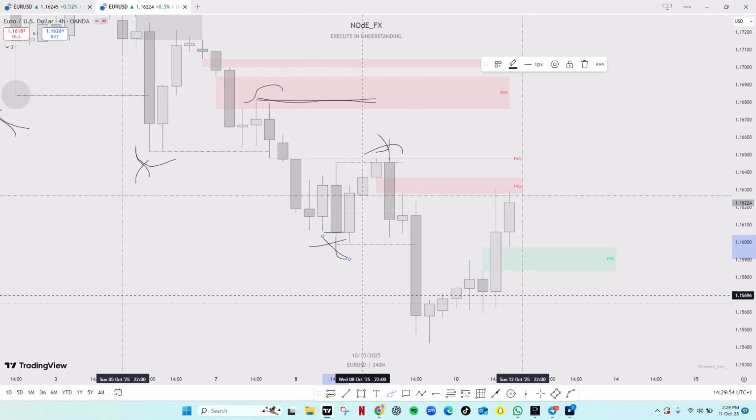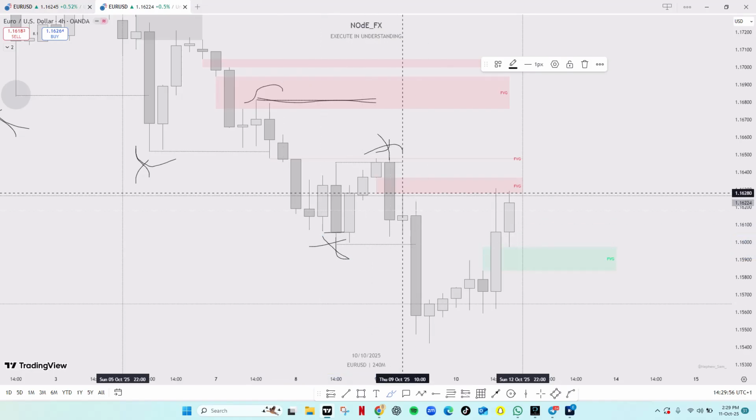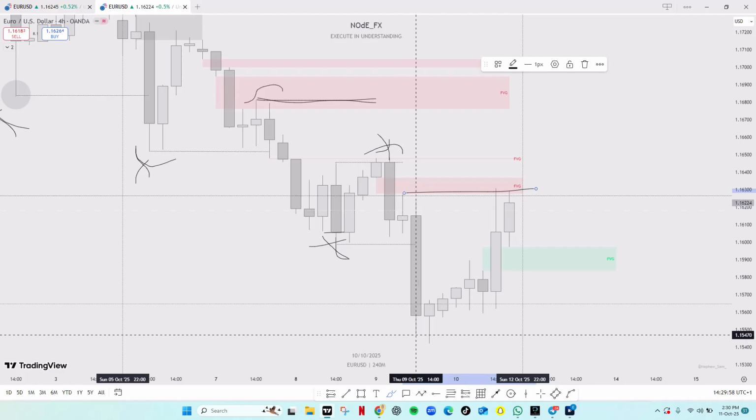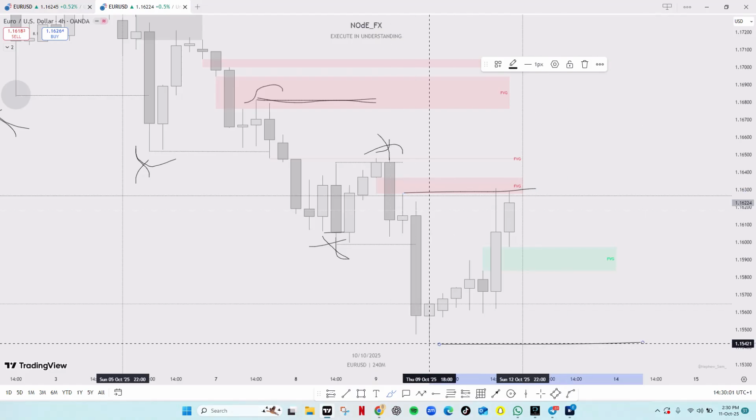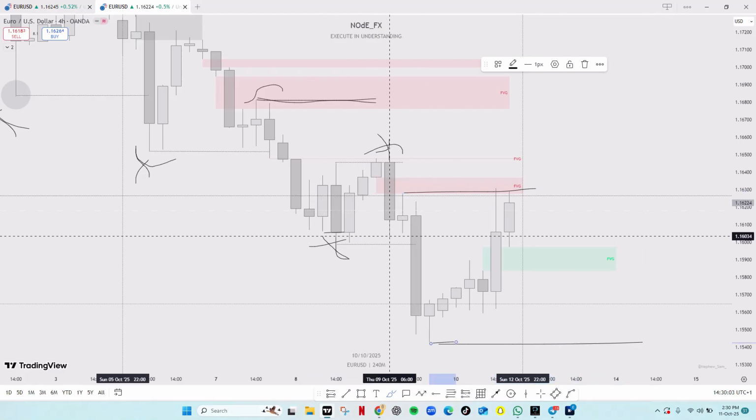And now we're going to look at the new range price has created, which is from this high to this low, to this low, right here. Because why? Price broke structure here. It gave a valid break of structure here.